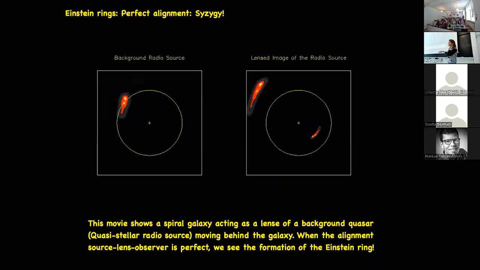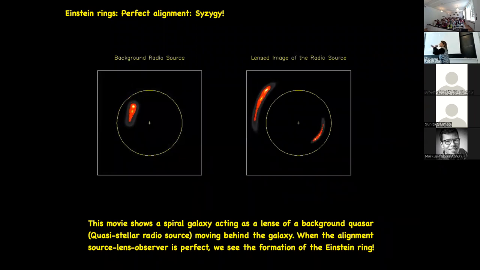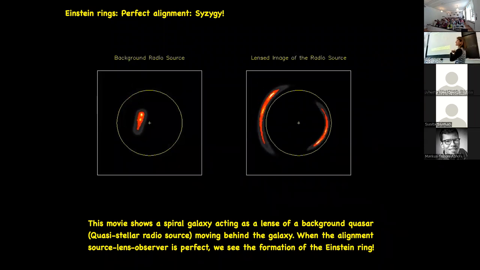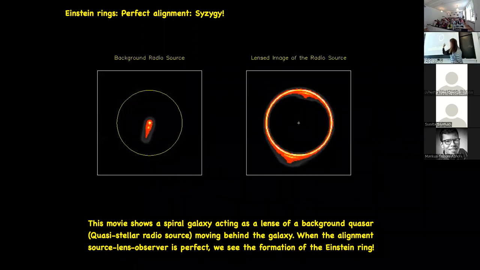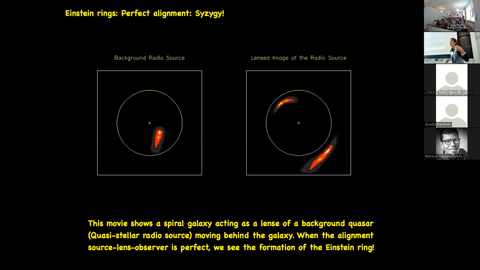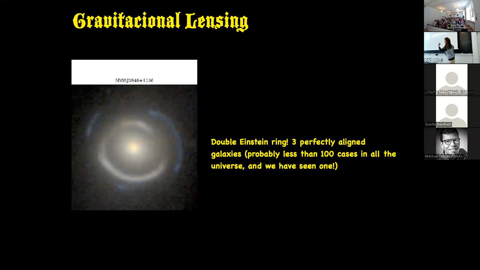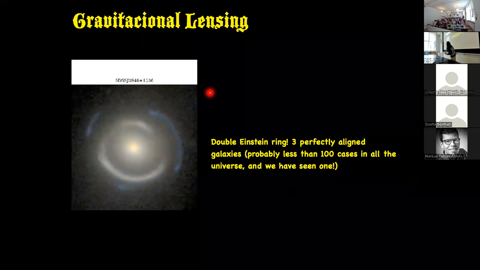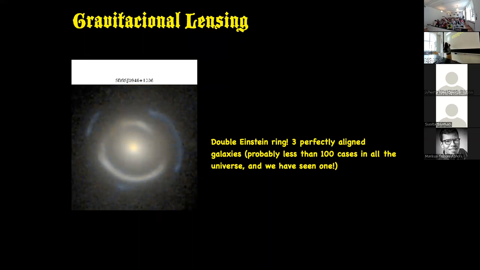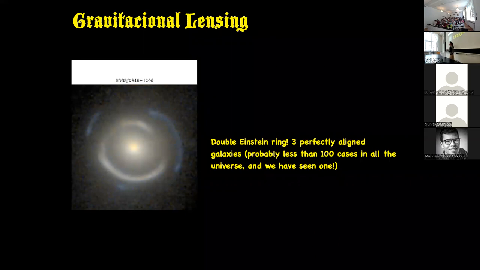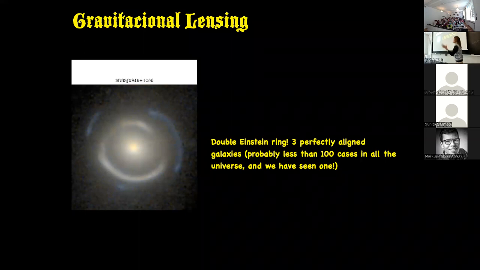So when the alignment between the background source, the galaxy, and us is perfect, instead of observing just one thing, we are observing a perfect ring. These are the so-called Einstein rings, okay? So it's amazing. And the most amazing thing is that we have observed a double Einstein ring. Imagine, this is an image from the Hubble Space Telescope. You can see here an inner Einstein ring and an outer Einstein ring. There are less than 100 cases in all the universe, and we are seeing one. So we have three perfectly aligned galaxies plus us observing it.